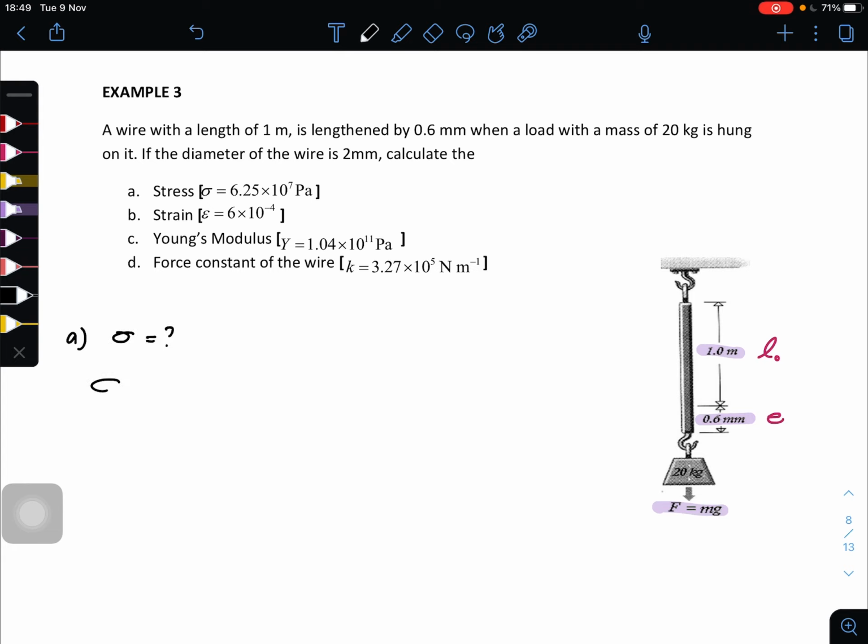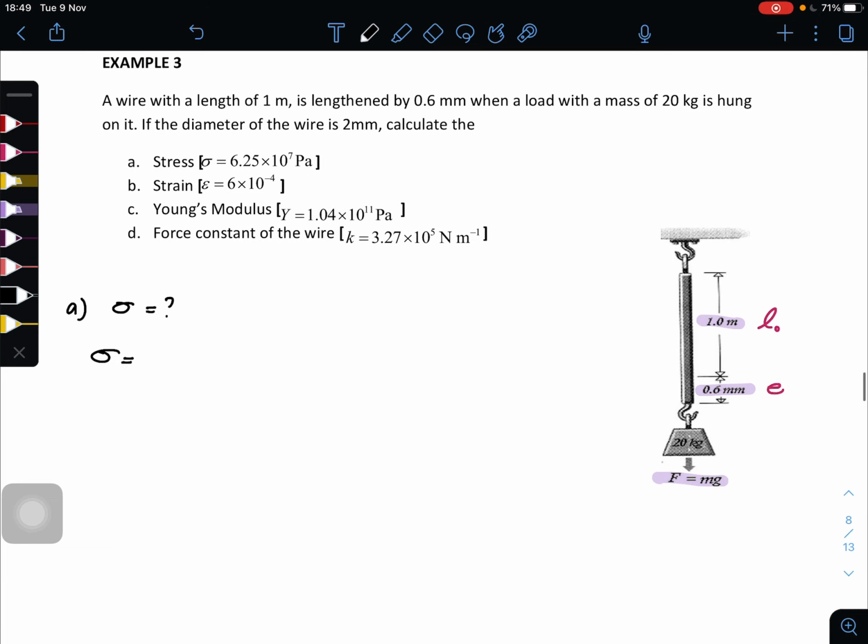So keluarkan formula for the stress, which is equal to force divided by area. Okay, so force kita adalah sama dengan mg, and then area. So area kita akan gunakan dua formula, either in terms of radius, which is pi r square, or in terms of diameter, pi d square divided by 4. So since kita dibagi diameter, here 2 mm, so kita gunakan this formula. Pi d square divided by 4.